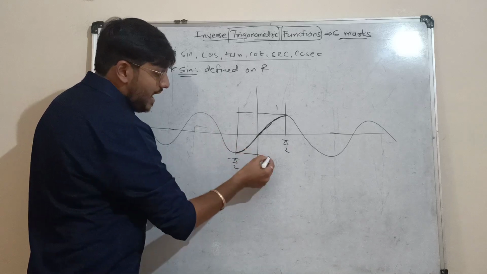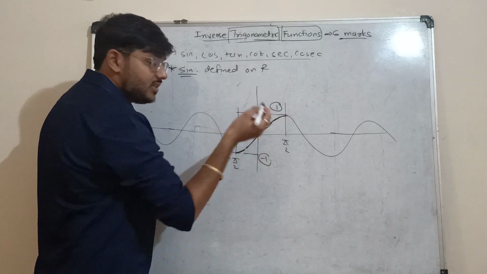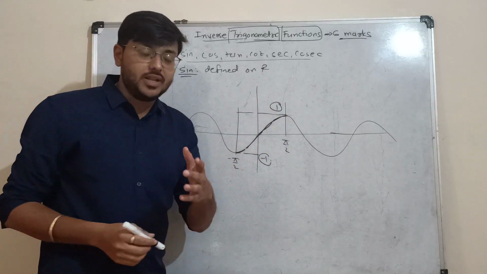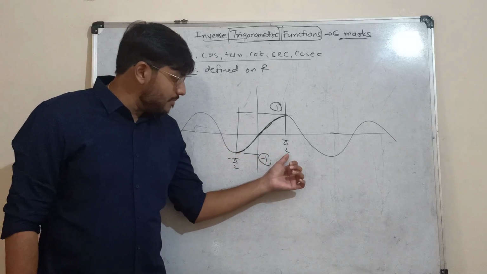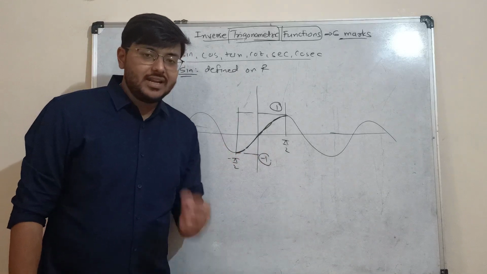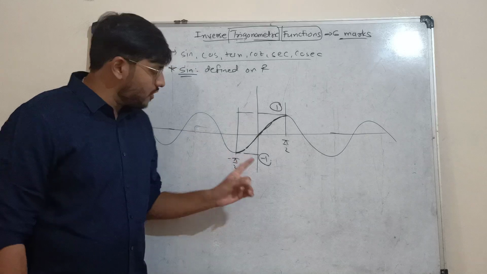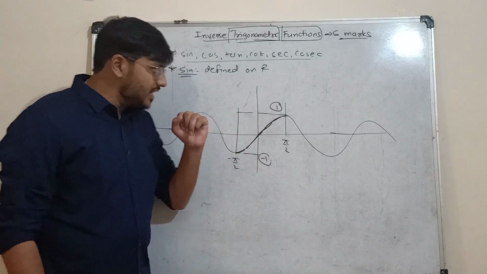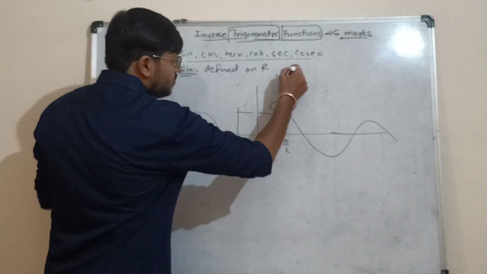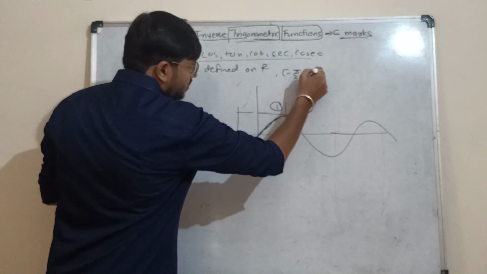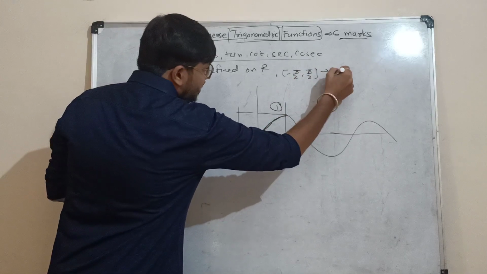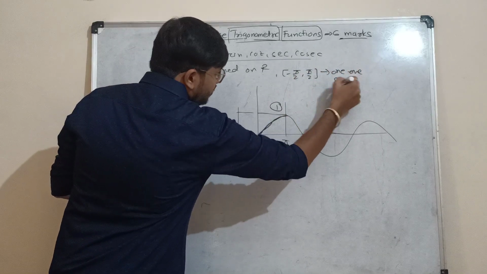Similarly, from minus 1 to 1, as we know the range of sine is minus 1 to 1. So in the interval minus pi by 2 to pi by 2, we will get each and every value from minus 1 to 1. So we consider that in minus pi by 2 to pi by 2, sine can be considered as 1-1 and onto.